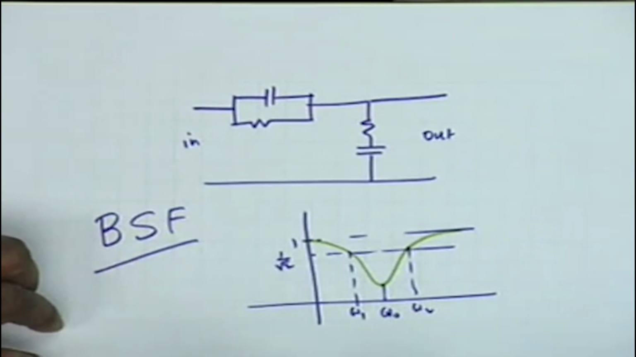Obviously it passes low frequencies, it passes high frequencies, it only rejects a band of frequencies centered around omega 0, and therefore it is called a band stop filter.